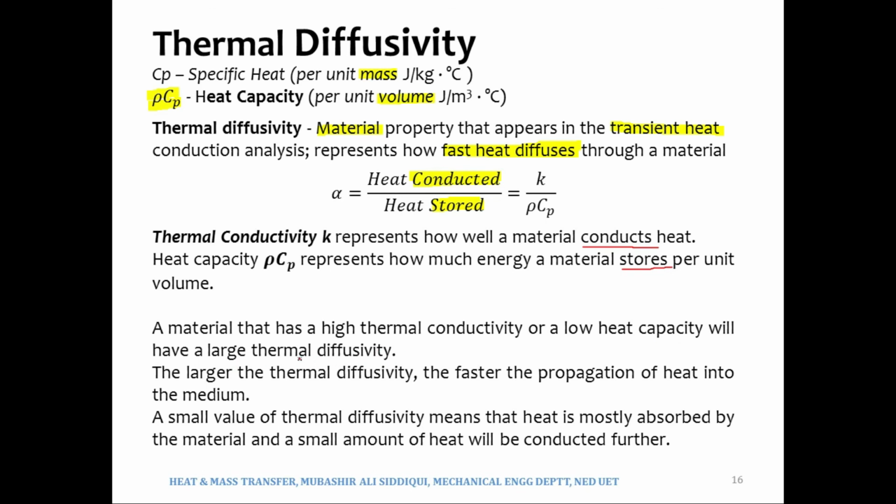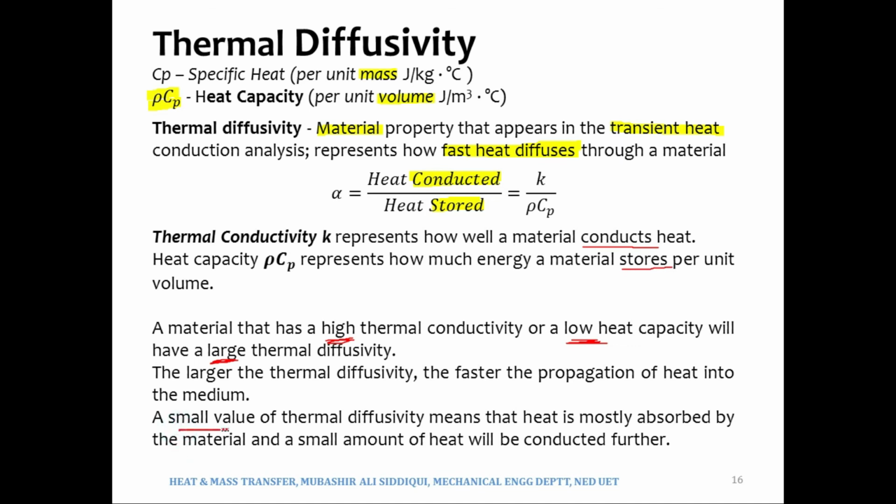So if it is having large thermal diffusivity, what does this mean? It means that it will retain less and transfer more. It will keep less and transfer more. This is what is meant by higher thermal diffusivity.